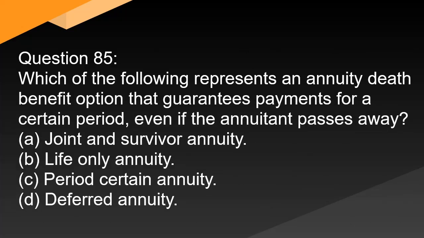Question 85. Which of the following represents an annuity death benefit option that guarantees payments for a certain period, even if the annuitant passes away? A. Joint and survivor annuity. B. Life-only annuity. C. Period certain annuity. D. Deferred annuity.